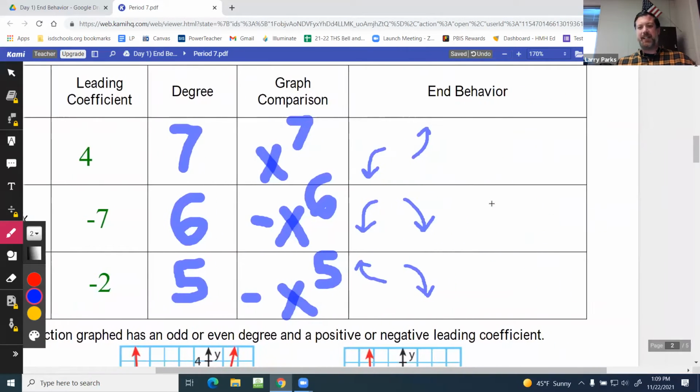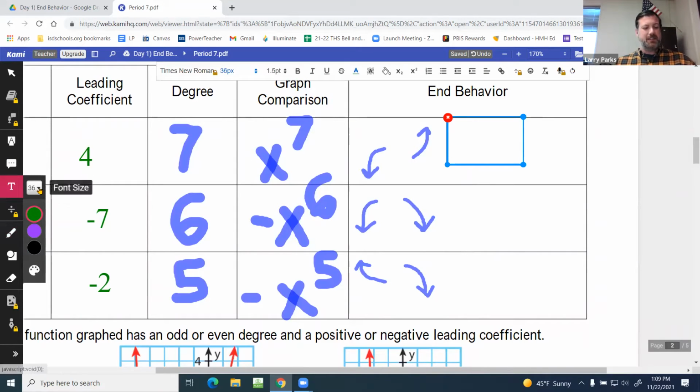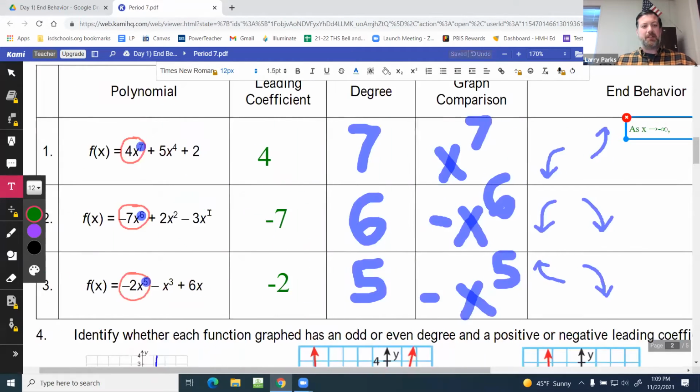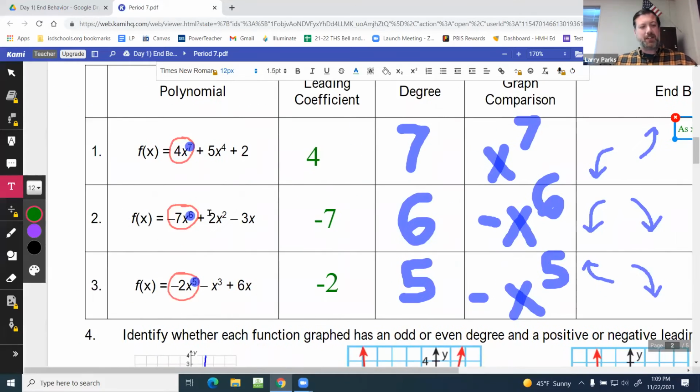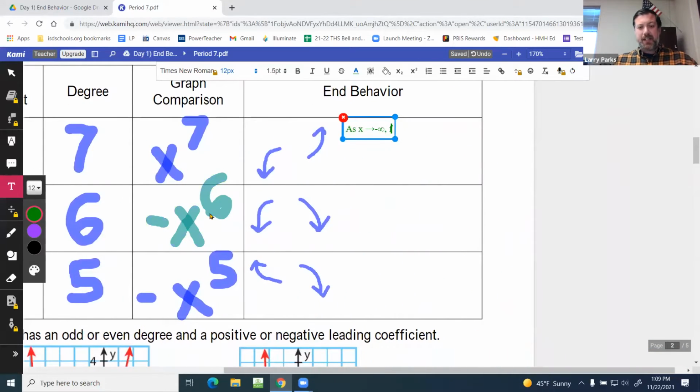And now we're going to write that out. So I would say, as x goes to the left, what happens? The function, we'll call it f of x. They're all called f of x.